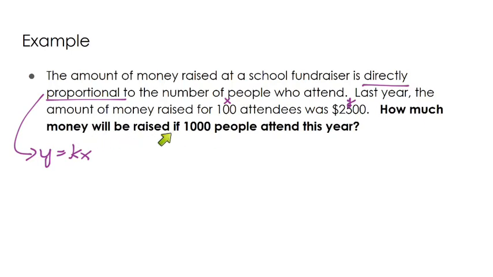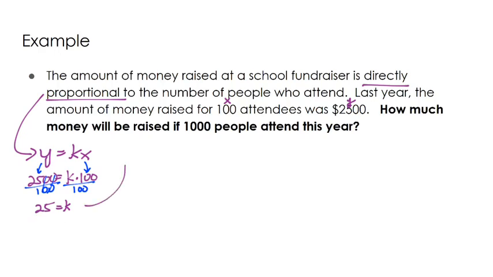How much money will be raised if 1,000 people attend this year? Well, I'm going to pause on that bolded question. I first want to deal with the information we've been given, because with this information we can figure out what k is. If I know that when 100 people show up, there's $2,500, then y is 2,500 and x is 100. You can fill those into our direct variation equation. And then from there I can divide by 100 on each side, and we end up solving for k. We can figure out that k value, that constant of variation.